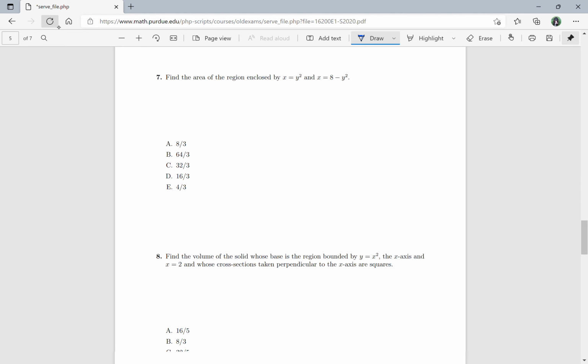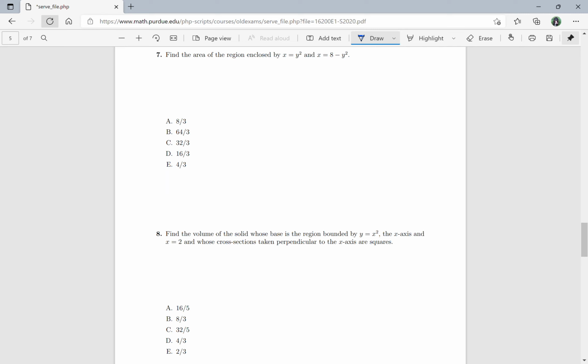For number 7, the area between two parabolas, x equals y squared looks like that. x equals 8 minus y squared looks like that, a parabola opening to the left. We have to find their intersection by saying, when does y squared equal 8 minus y squared? Or 2y squared equals 8, y squared equals 4, y equals plus or minus 2. So these are these points.